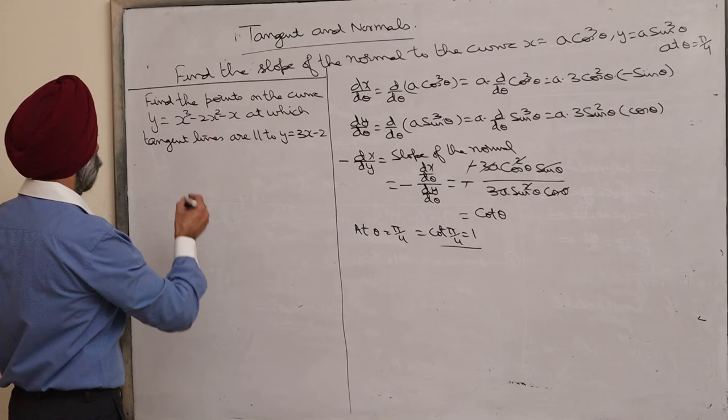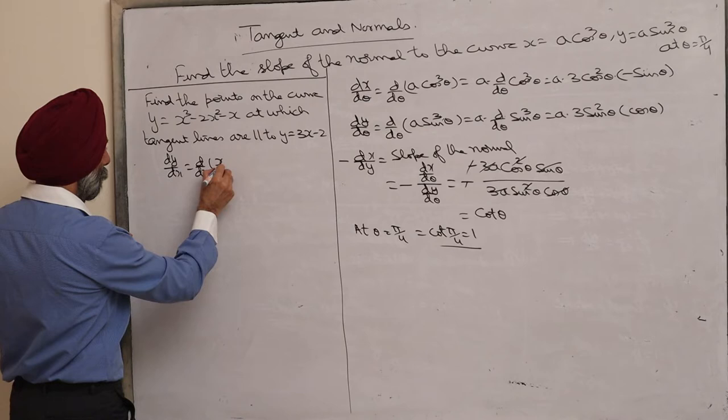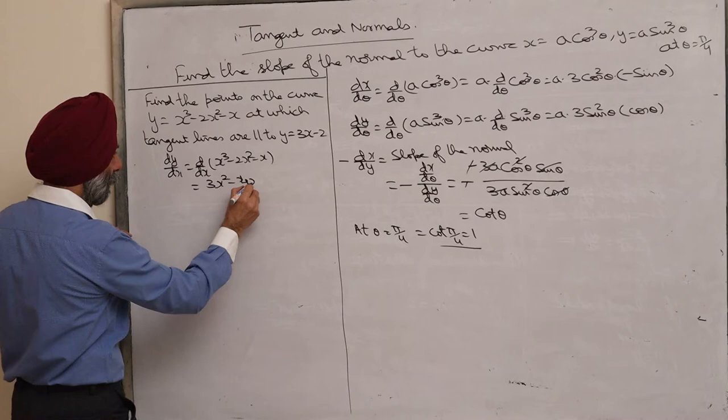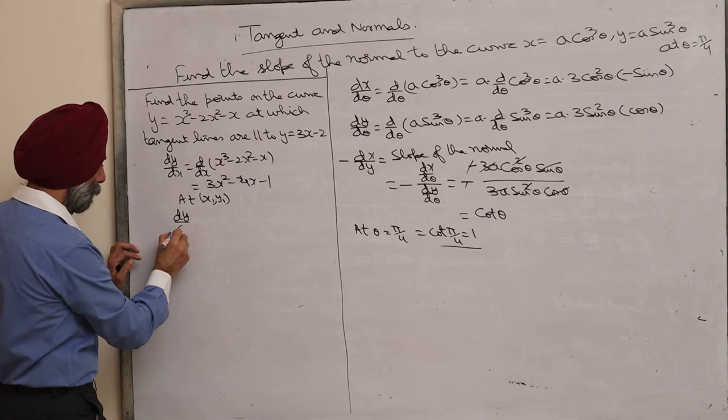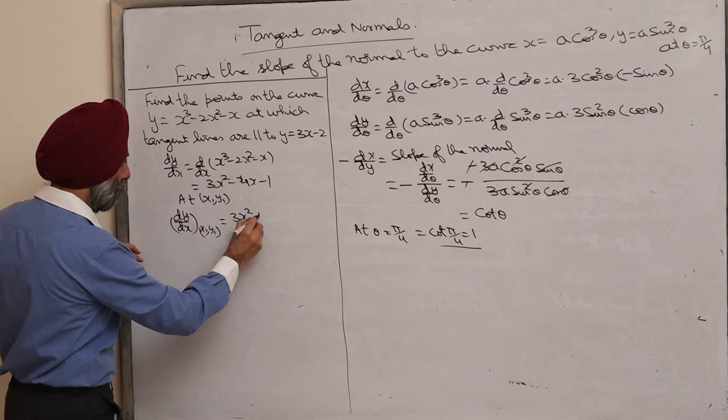Now dy over dx is equal to d over dx of x cube minus 2x square minus x. This is 3x square minus 4x minus 1. So this is the derivative of the curve here. So at x1, y1, you can see that dy over dx at x1, y1 is 3x1 square minus 4x1 minus 1.